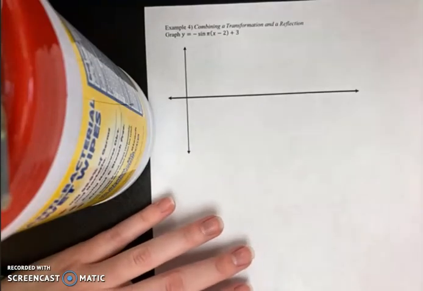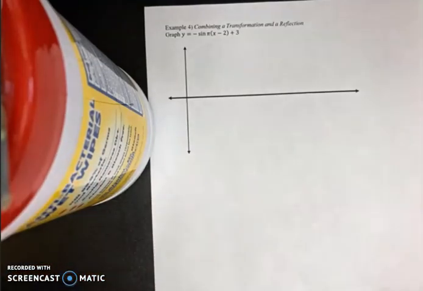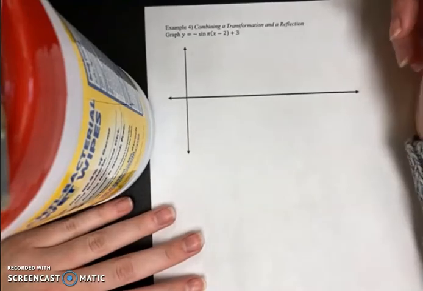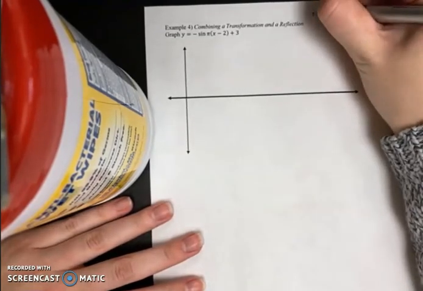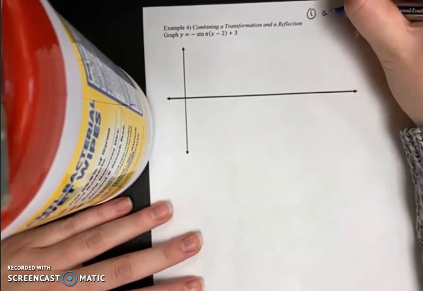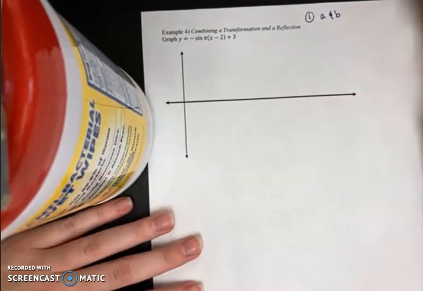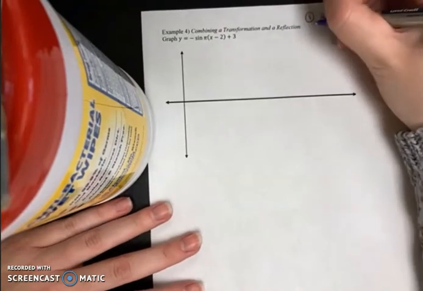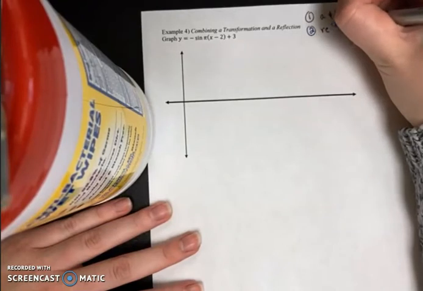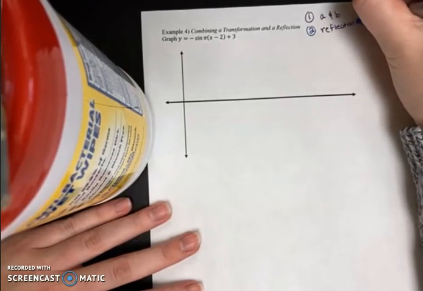Example 4 is a combination of transformations and a reflection. So normally what I recommend is taking it in 3 steps instead of just 2. The first thing I personally would do is graph it with just A and B impacting the graph, which is what we've been doing. The second step, I probably think it would be easiest to do the reflection first.